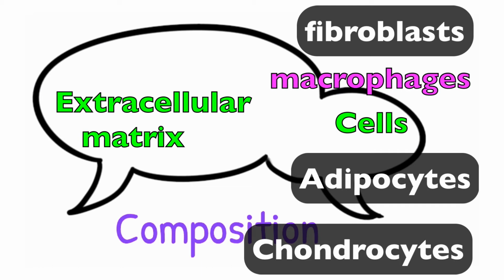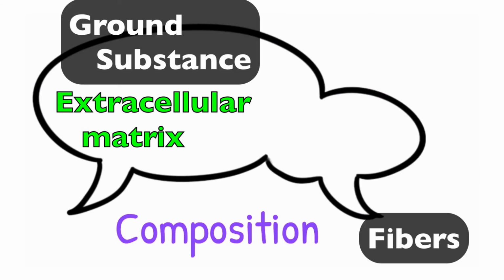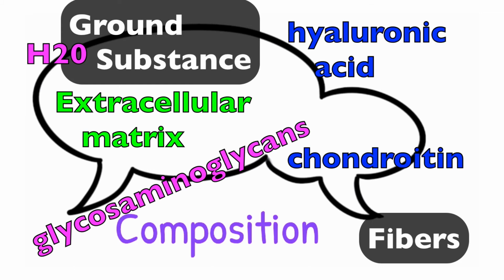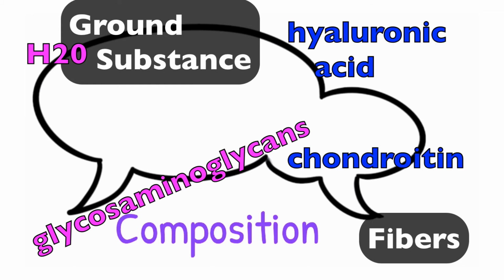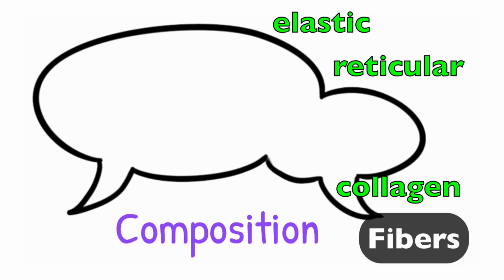The extracellular matrix of connective tissue is composed of ground substance and fibers. The ground substance is composed of fluid, more of a gelatinous substance composed of water, and entities known as glycosaminoglycans, such as hyaluronic acid and chondroitin. The main fibers of connective tissue are collagen. Collagen is the most ubiquitous protein in the body. There's also elastic fibers and reticular fibers that we will talk about.